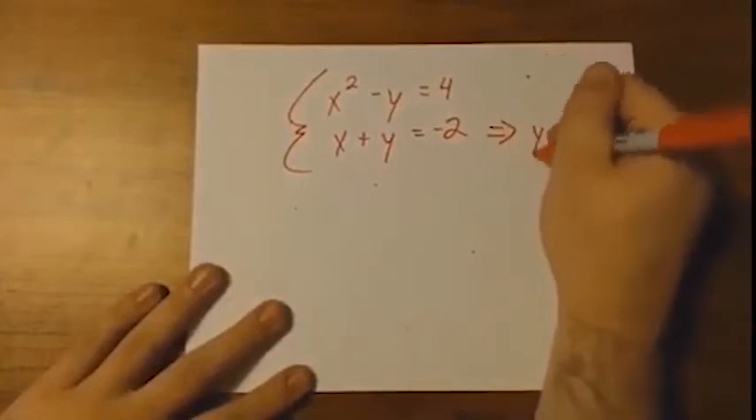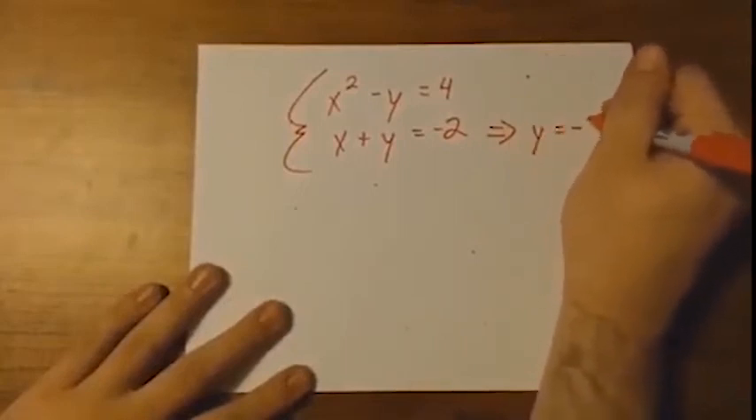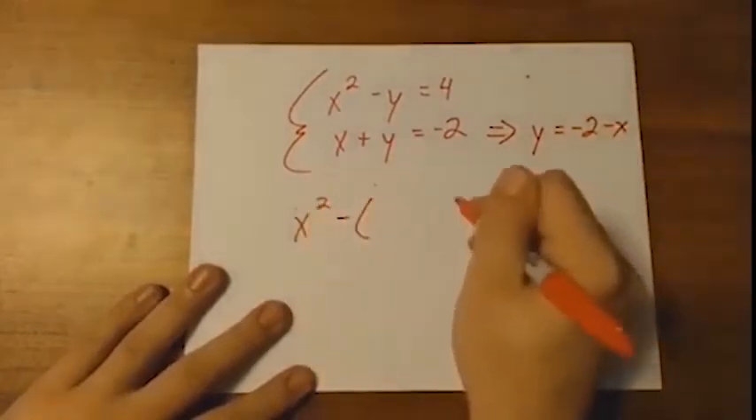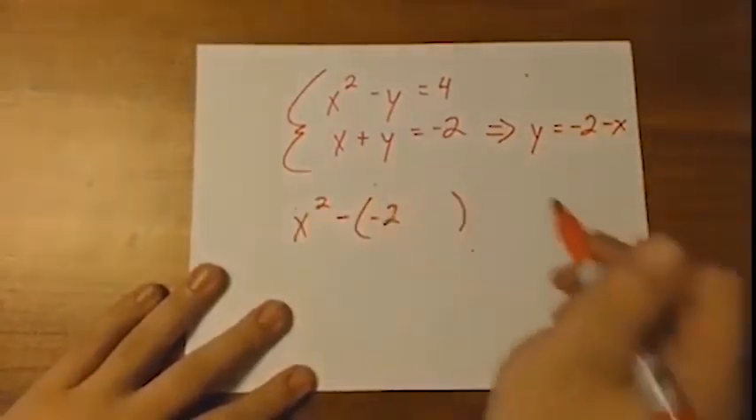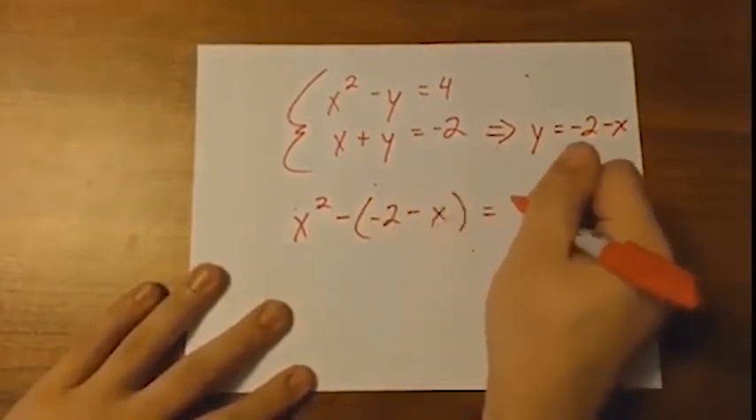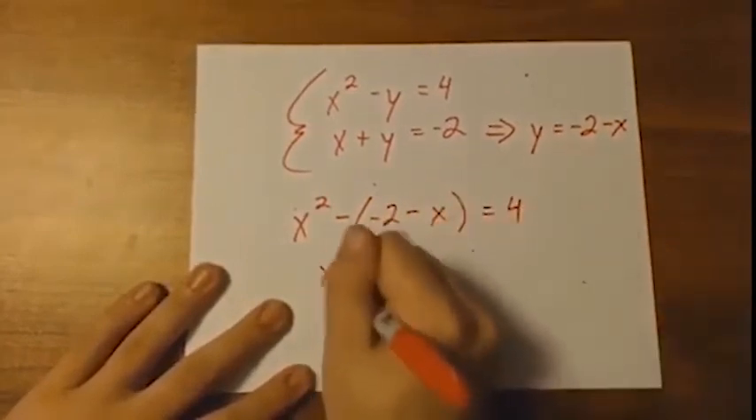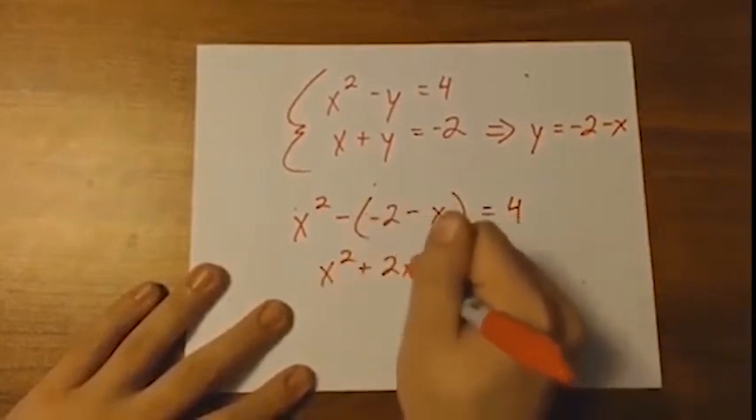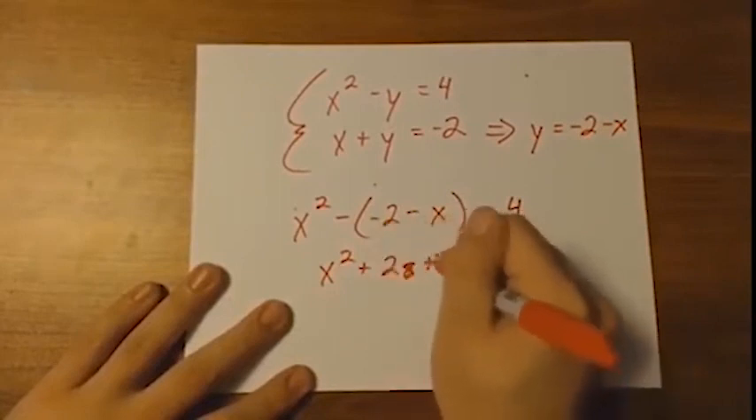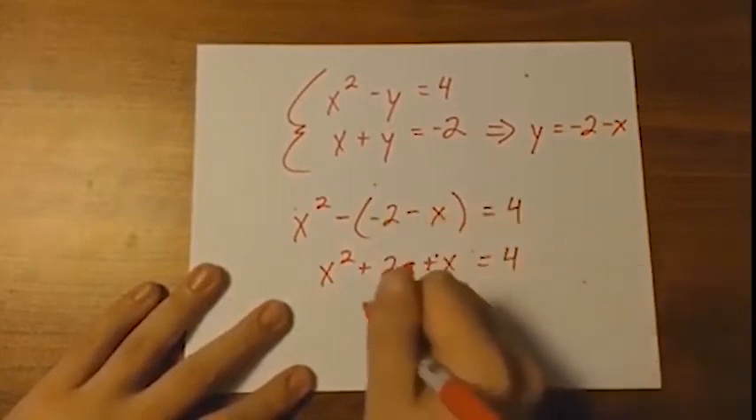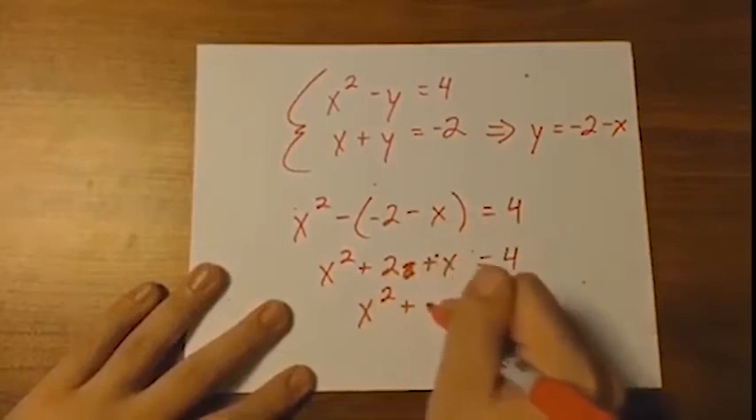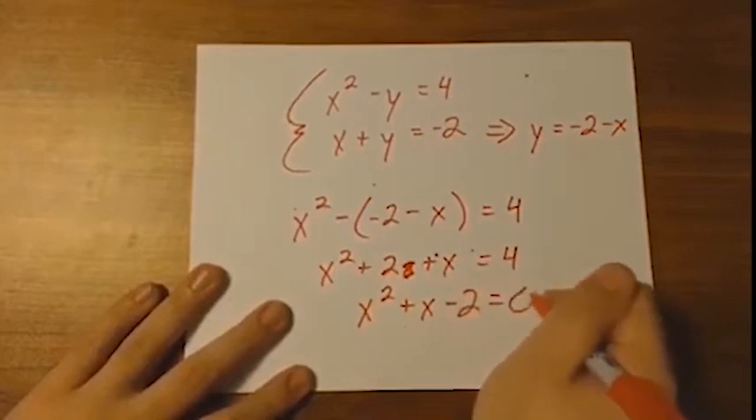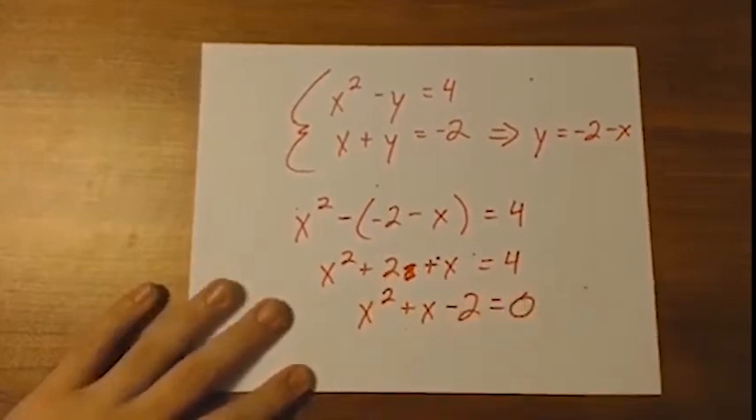So if x plus y is negative 2, y is negative 2 minus x. So x squared minus y is x squared minus negative 2 minus x. X squared plus 2, plus x equals 4 gives us x squared plus x minus 2 equals 0. And you know what you're going to do from there?